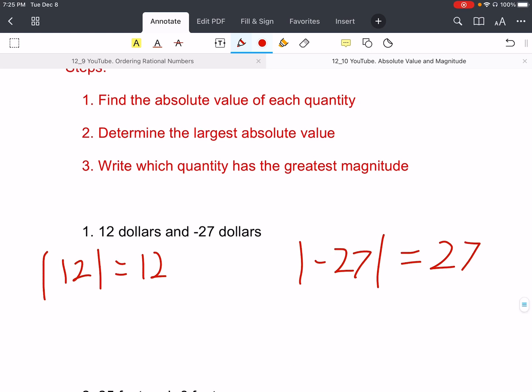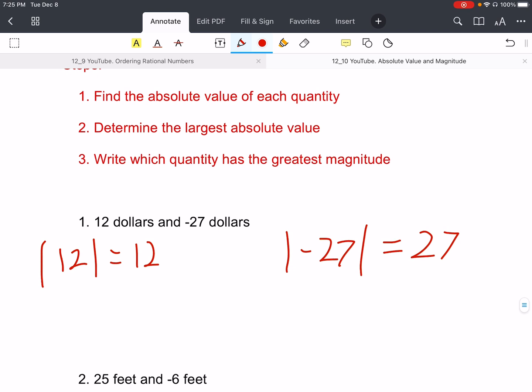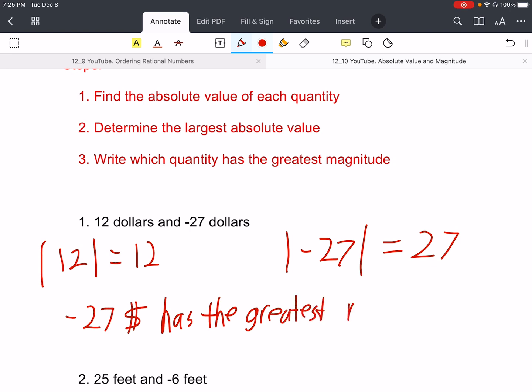So that means that the negative $27 has the greatest magnitude. And that's it. Pretty simple. That's just showing that losing $27 has a bigger impact than gaining $12.